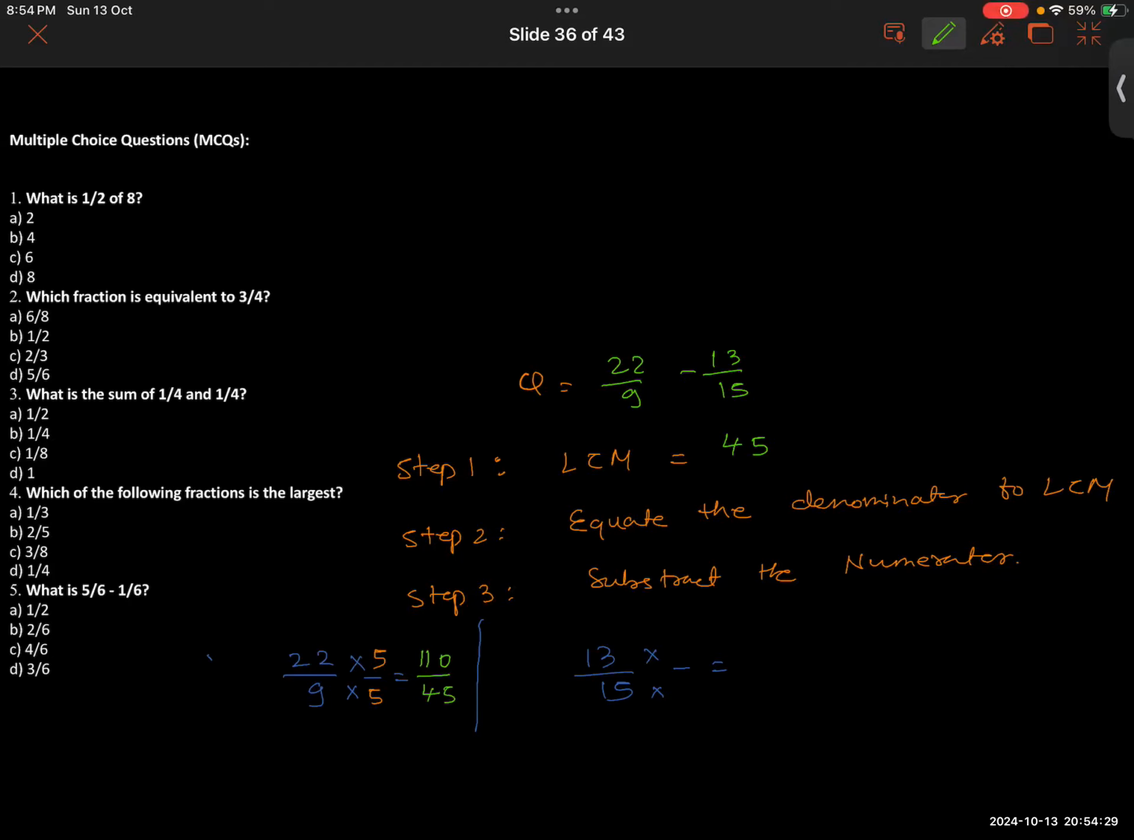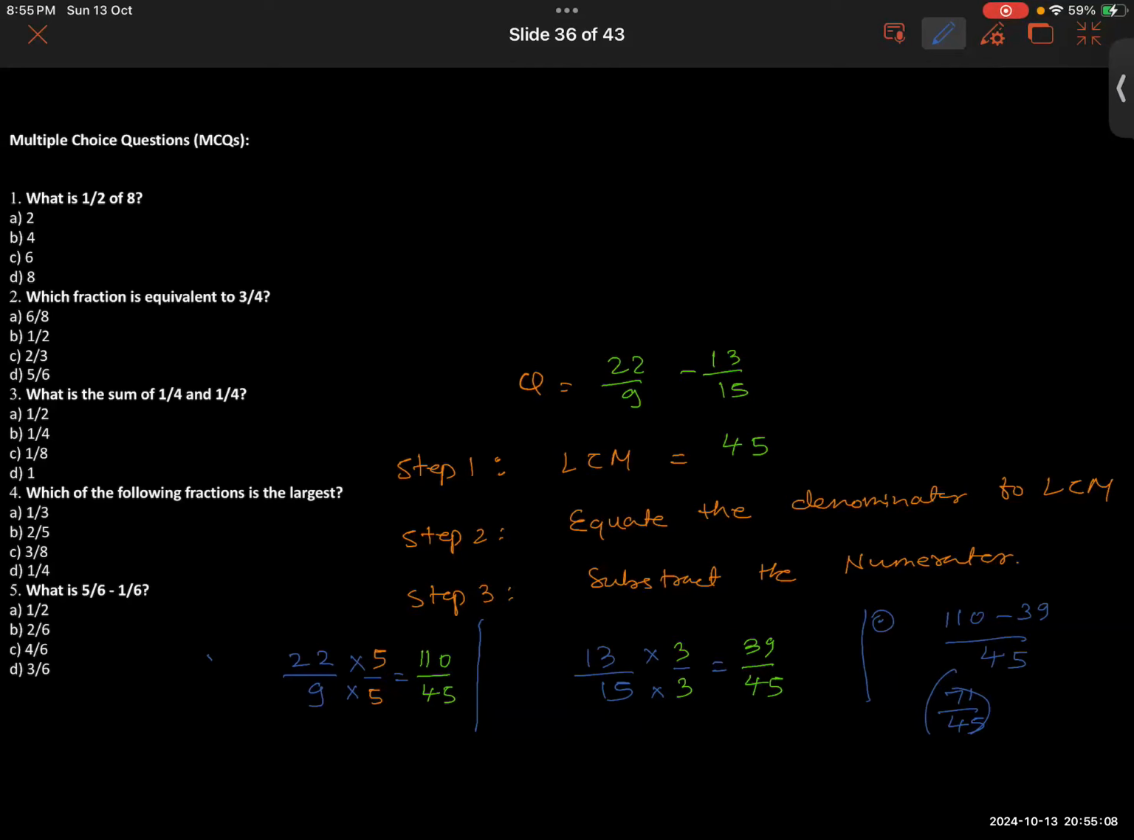Now the other one is simple. 13 upon 15, you will be multiplying it with 3 simply. Yes. That is 39 upon 45. Okay. Now both of them are like fractions, so you can simply carry out the subtraction. So 110 minus 39 upon 45. Tell me what is the answer you're getting, and do the subtraction carefully. 71. Very good. 71 upon 45.